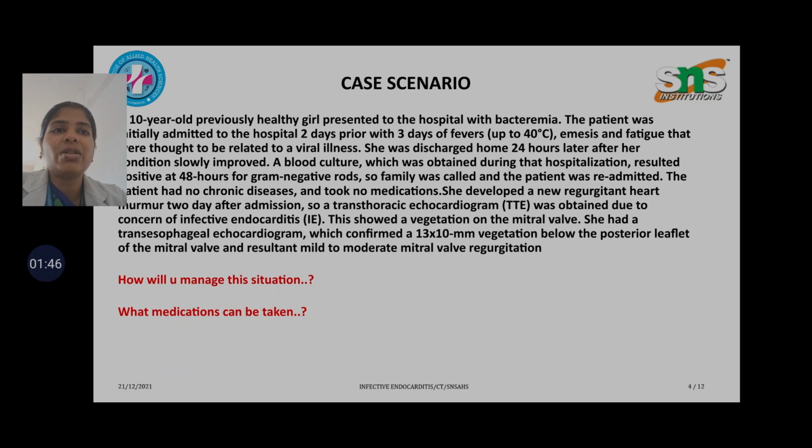So a transthoracic echocardiogram was obtained due to concern of infective endocarditis, and this showed vegetation on the mitral valve. She had a transesophageal echocardiogram which confirmed a 13 by 10 mm vegetation below the posterior mitral valve leaflet and resulted in mild to moderate mitral valve regurgitation.